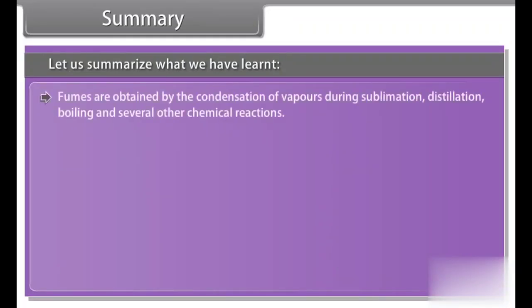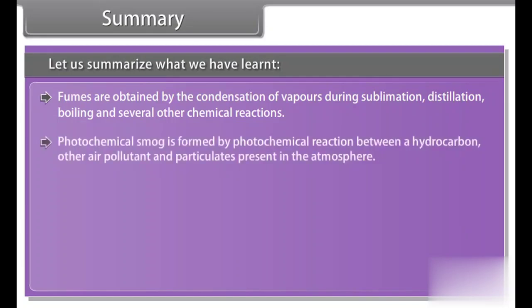Fumes are obtained by the condensation of vapors during sublimation, distillation, boiling and several other chemical reactions. Photochemical smog is formed by photochemical reaction between a hydrocarbon, other air pollutant and particulates present in the atmosphere.